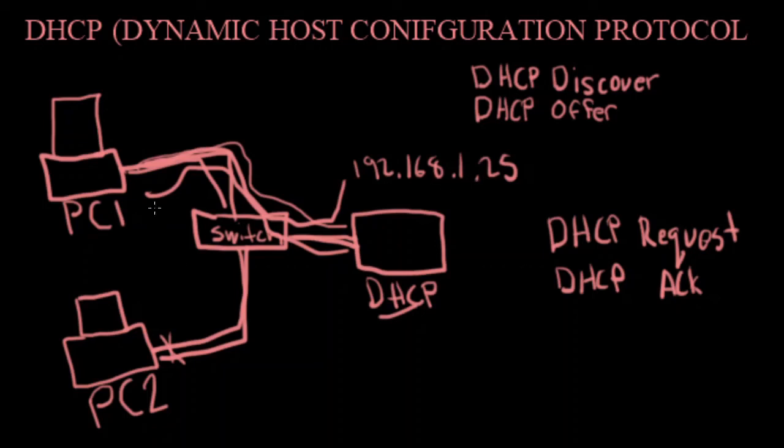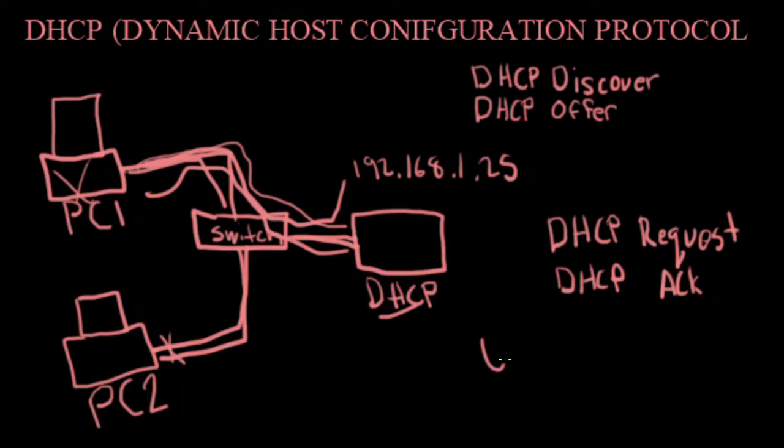So PC1 has that IP address of 192.168.1.25. It can have that IP address, but not forever. It actually has a lease time. The DHCP server actually has a lease time on here. And the reason for that is just in case this computer goes offline, it can reuse it and send it to another PC that actually needs to use it. That way we don't run out of IP addresses because they are limited.